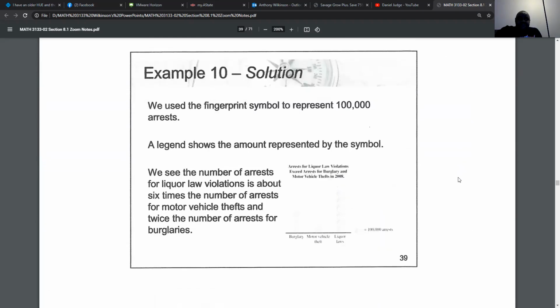So here, now I realize that it is hard to see, but they're using the fingerprint symbol to represent 100,000 arrests, as indicated there. Okay. So we can see the number of arrests for liquor law violations is about 6 times the number of arrests for motor vehicle thefts and twice the number of arrests for burglaries.